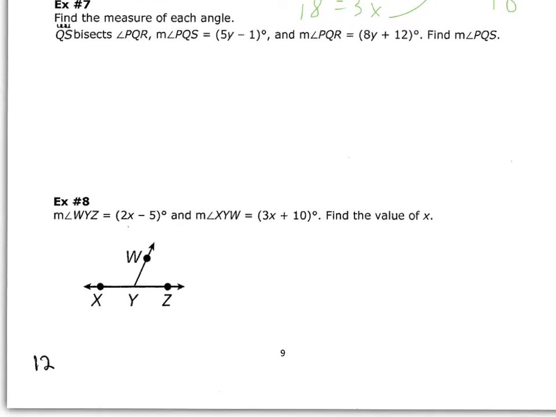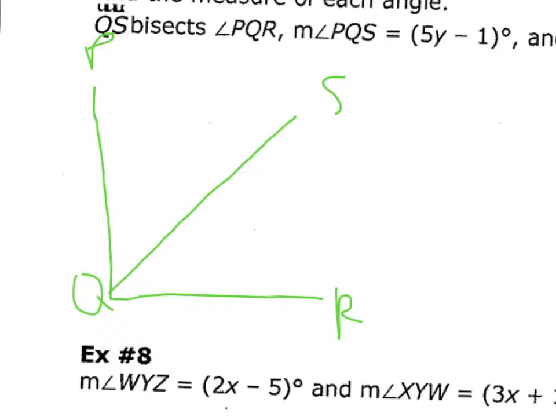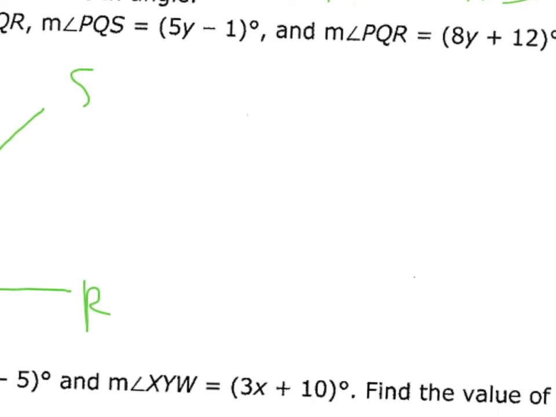Okay, so this time it says QS bisects PQR. Let's go ahead and draw PQR. And we know that QS bisects it. We know that PQS is 5y minus 1. And we know that PQR is 8y plus 12.